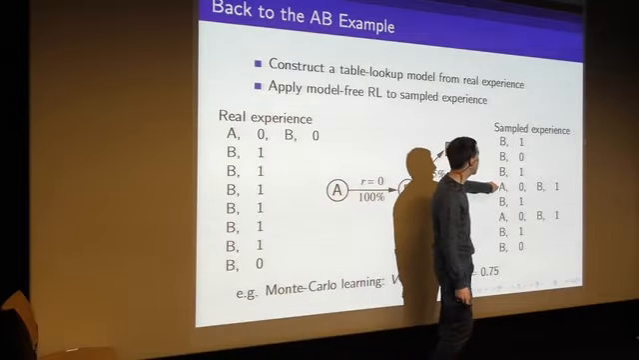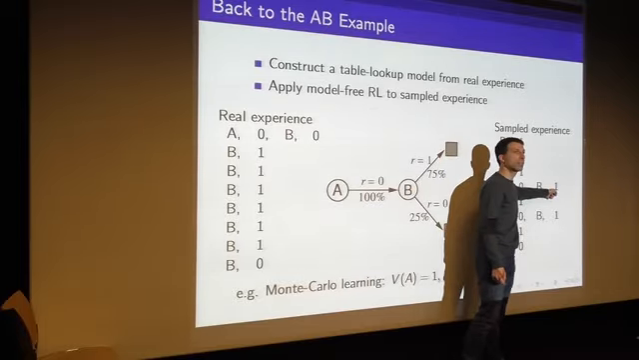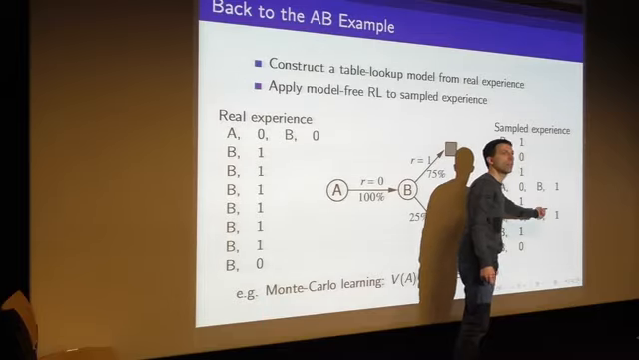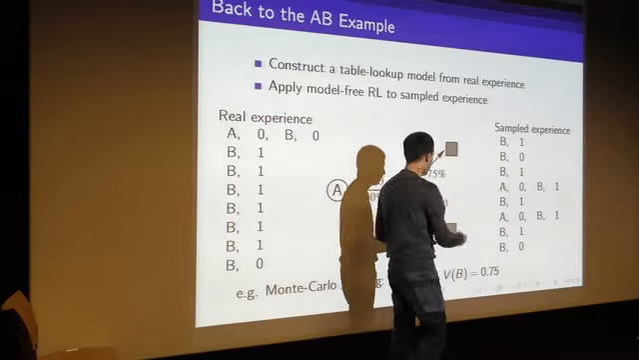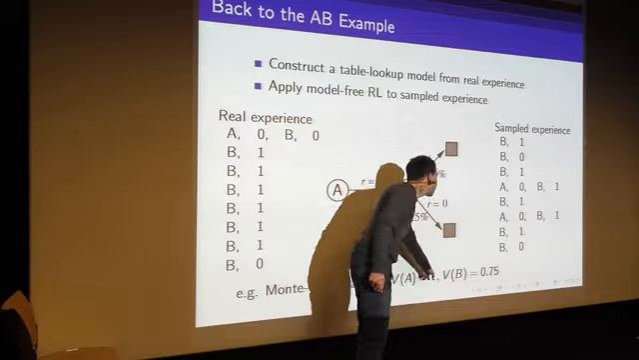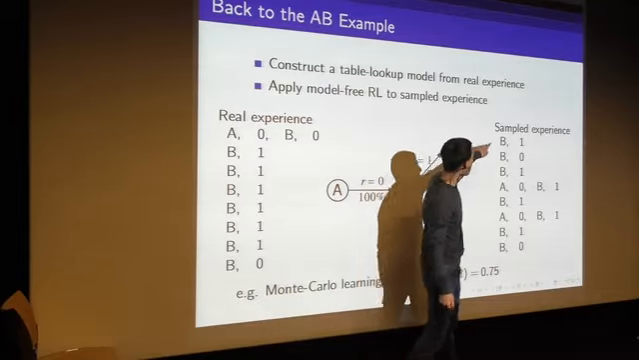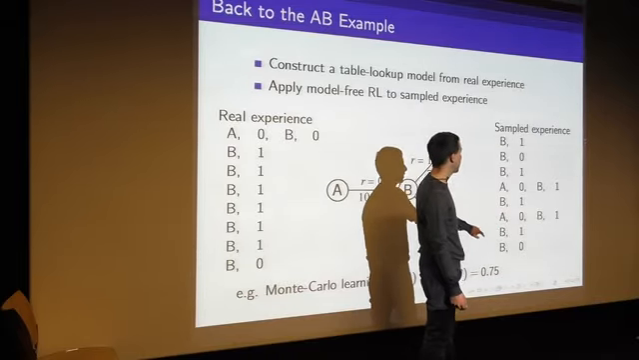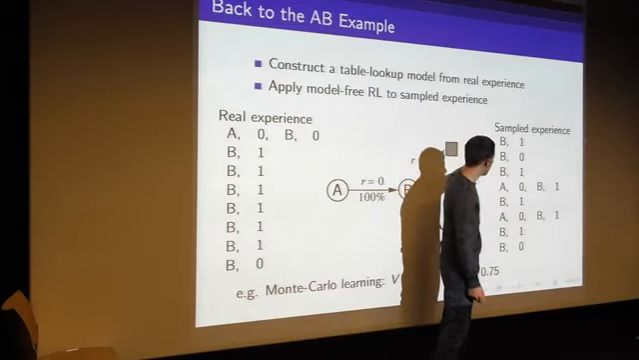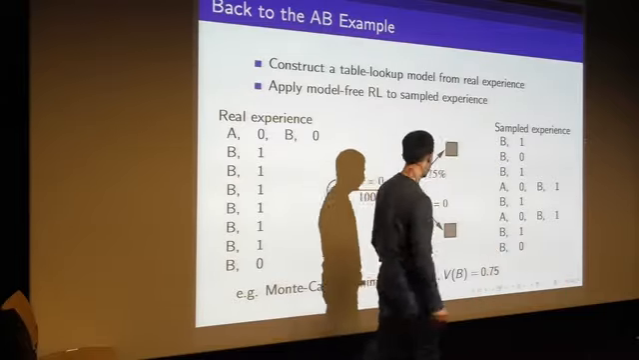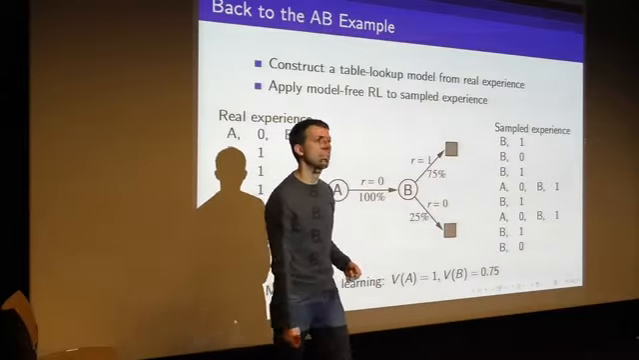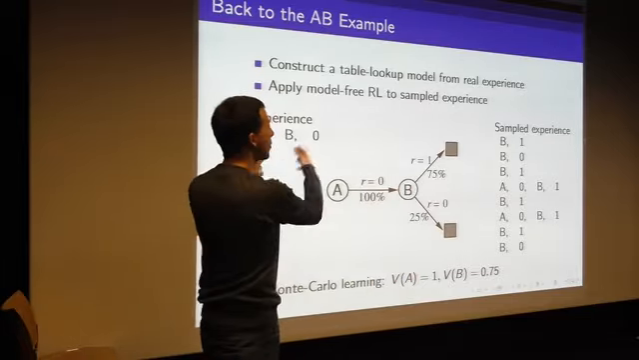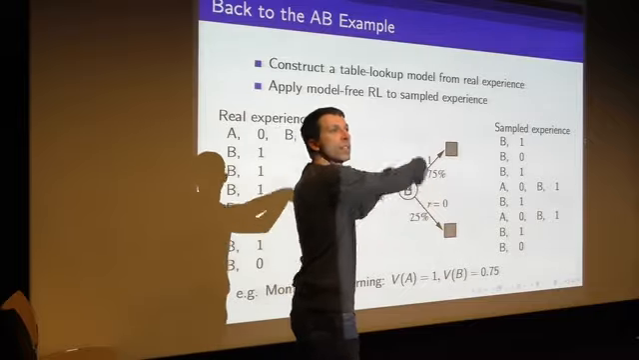If we did that, we would find the value of A: I started off in A here, I ran a trajectory and got a return of 1. Started off in A here, ran a trajectory, got a return of 1. So from these samples, we would estimate that the value of A is 1. And for B, I've got 6 trajectories where B led to a reward of 1, and 2 trajectories where I got 0. So we would say the value of B is 6/8, or 3/4.